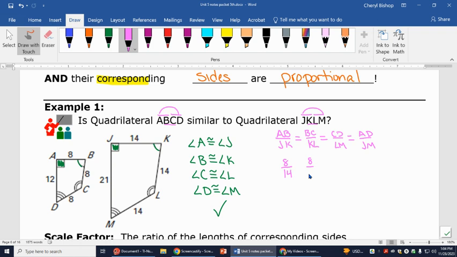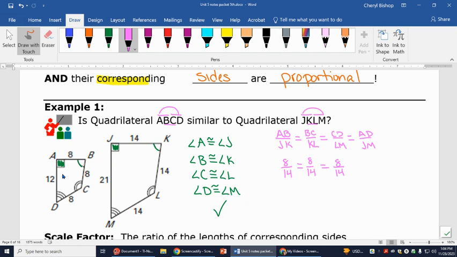KL is 14. So yes, those definitely equal each other. I can put in equals there confidently. And then the next one, CD is 8. And LM is 14. Well, yes, those definitely equal each other.